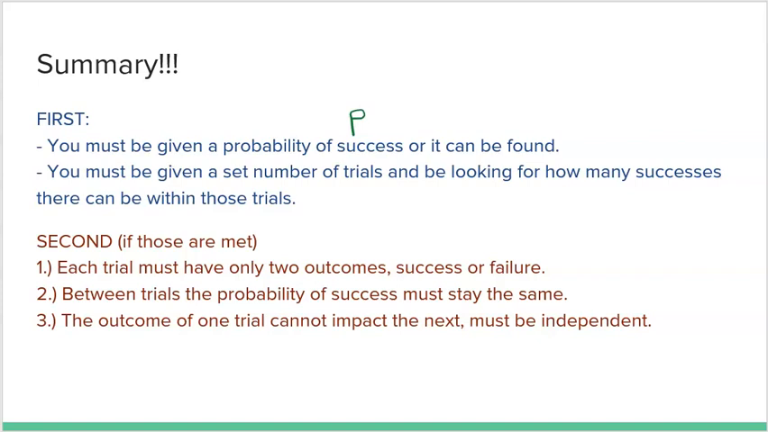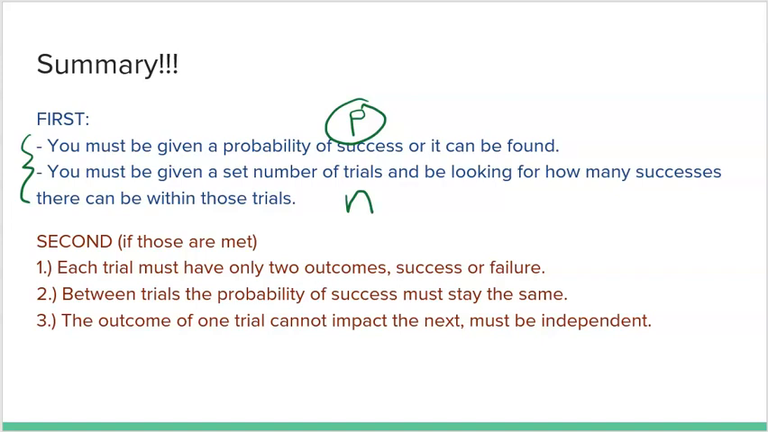You must also be given a set number of trials and be looking for how many successes there can be within those trials. So you have to be told how many trials you have, and you have to be able to make a list of all the different successes you could have. So again, if there's 6 trials, you could have 6 successes, 5, 4, 3, 2, 1, or 0. It has to be set up that way. Now, once you determine that those 2 things are true, you know the probability of success, or you could find it, and you are given a set number of trials, which we'll call N to be generic.